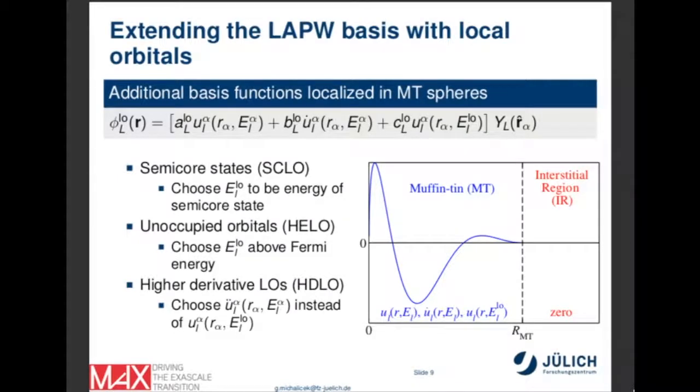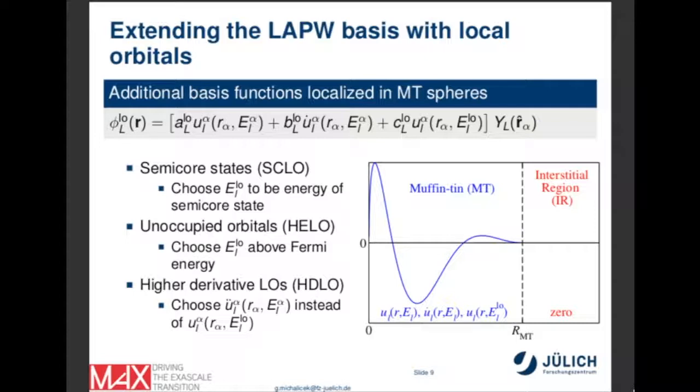So we can construct different local orbitals with these, and the most common are what I call semicore local orbitals, SCLOs, that can be used to describe semicore states. There we just use as a third radial function also a u, a solution to the radial Schrödinger equation or scalar relativistic Dirac equation at an energy that is near to the semicore state. But we can also choose energy parameters that are above the Fermi energy and above the energy parameters that we use for the LAPW basis functions. And then I call this a higher energy local orbital.